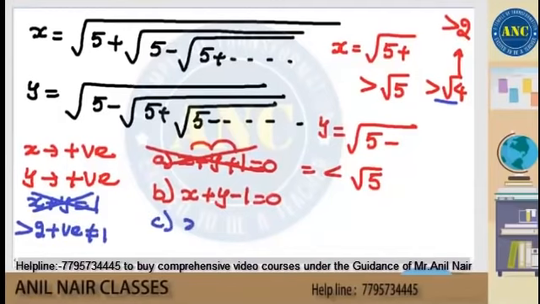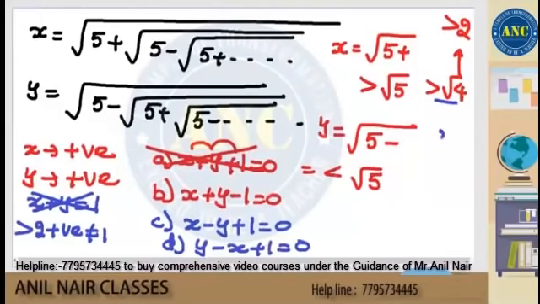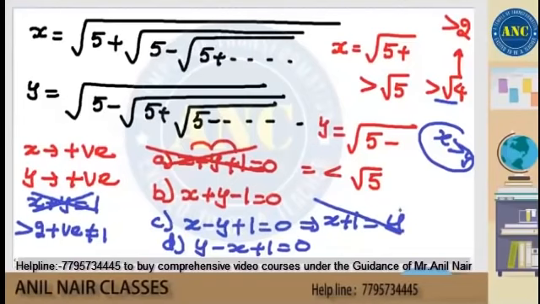Third one, x minus y plus 1 equivalent to 0, that is y minus x plus 1 equivalent to 0. X is greater than y. If x is greater than y, what will it become? Third option, x plus 1 equivalent to y. Y is greater than x. Option is D. Right? I hope it is clear.